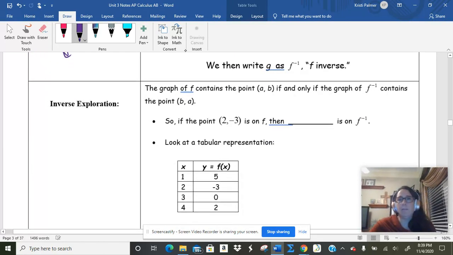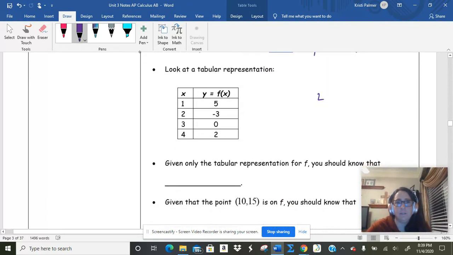So if I was to talk about an inverse notation or an inverse function, then if I know a point on f, then on the inverse, it's flip-flopped between the x and the y. So the domains and the ranges are flip-flopped. Okay, so if I have the point (2, -3) on f, then what point would I have on the inverse function? I'd have (-3, 2).